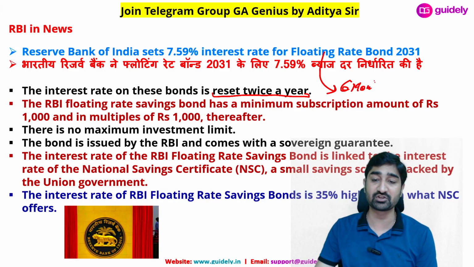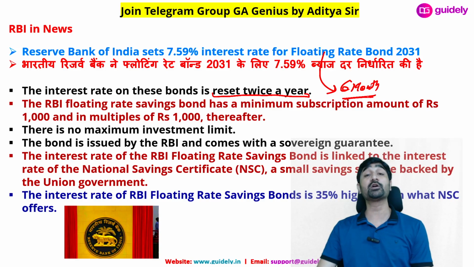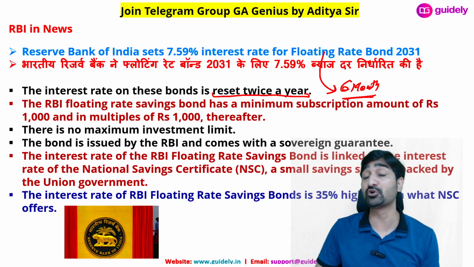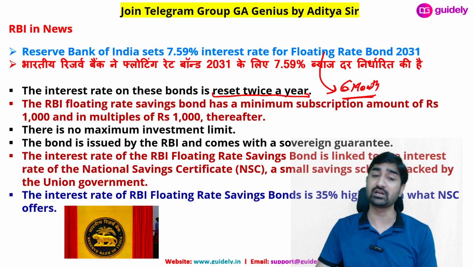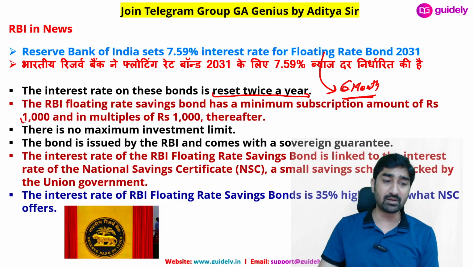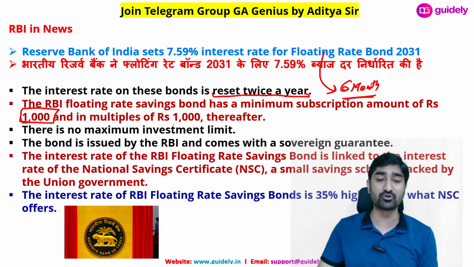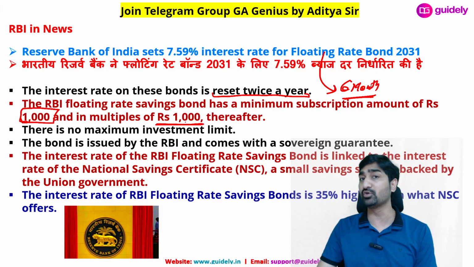In every 6 months, the rate of interest can be decided. Bond is a debt instrument by which government wants to raise funds from the market for short term or long term needs. So here government is raising the money for the duration of 7 years. 7 साल के लिए government fund raise कर रही है. Minimum amount to make investment is 1000 rupees and in multiples of 1000 without any maximum investment limit.